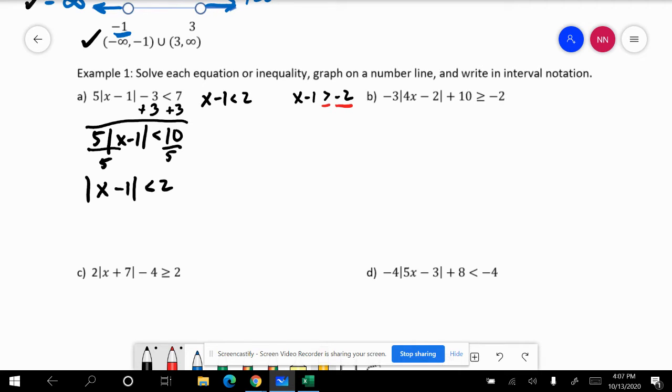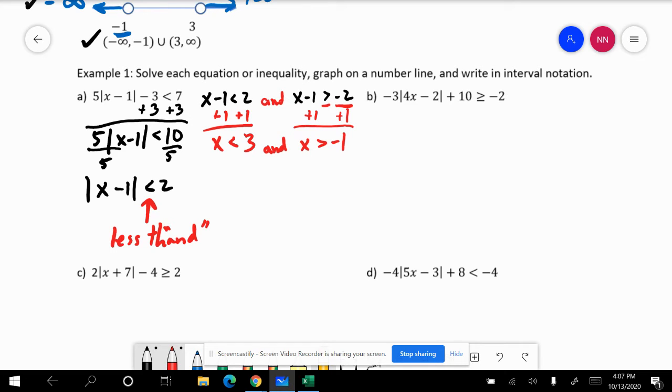We have to decide if this is and or or. When we're looking at this, we read it less than. So that means it's an and statement. We're going to add the 1 on both sides. And we get x is less than 3. Add the 1. And we get x is greater than -1.